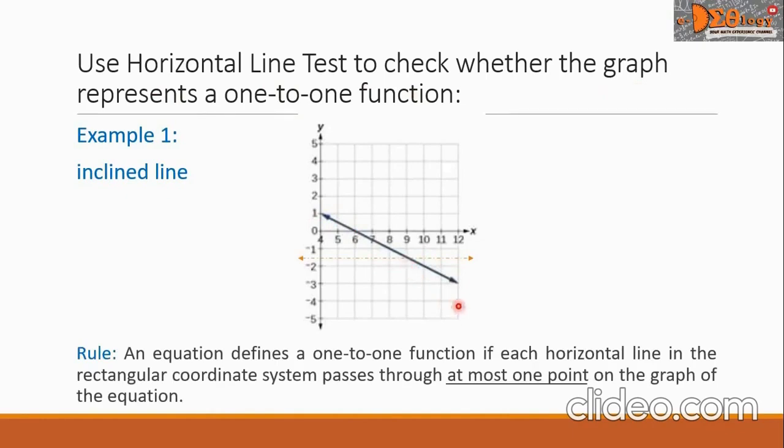The horizontal line test says that each horizontal line in the rectangular coordinate system must pass through at most one point on the graph. And since the horizontal line touches the given line at only one point, we say that this line is a one-to-one function. This is our final answer.